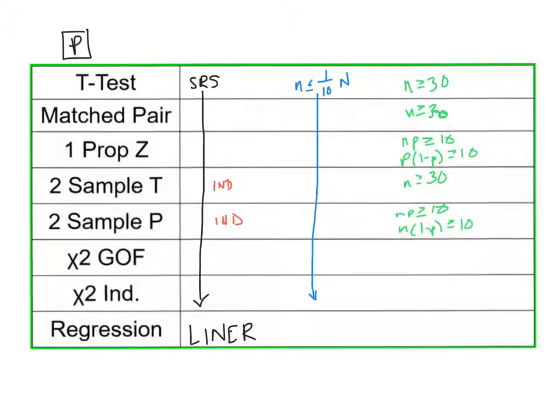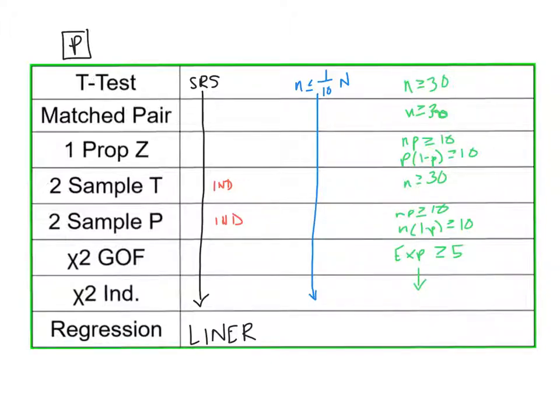Chi-square goodness of fit and independence. Remember, want our expected counts to be greater than or equal to 5. You should display those. Don't just say, yes, they are. Say the expected counts are this. They're all bigger than 5. Okay, so those are the conditions for these tests.